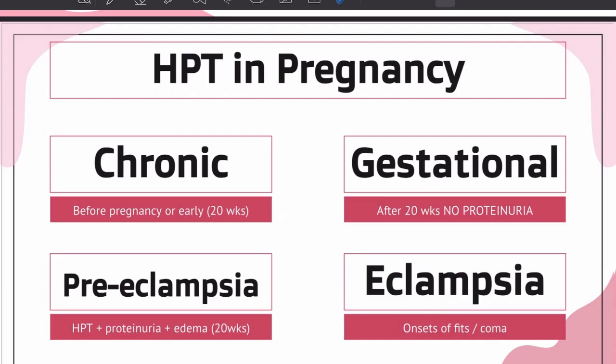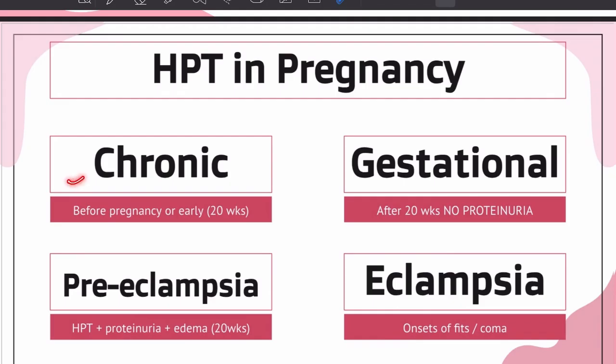weeks after pregnancy, but there's no proteinuria. This is very important, because if you start seeing proteinuria and edema, after 20 weeks, this is pre-eclampsia. And you worry about eclampsia, where you're going to start to see fits and seizures, which is very dangerous, both for the mother and the child. And this is a very important concept. I remember we had a question in our year.